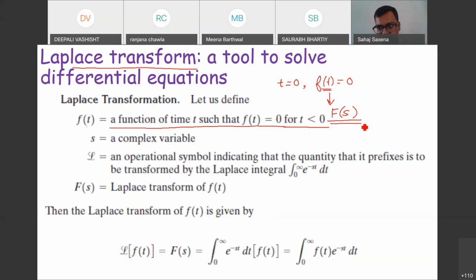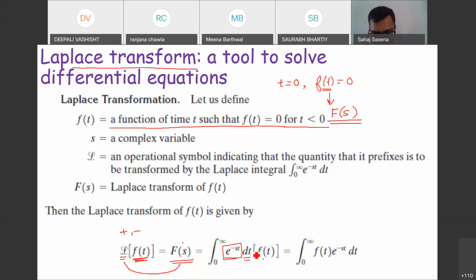But what actually is F(s)? How will you convert f(t) into F(s)? F(s) means the Laplace transform of f(t). So this is the symbol of Laplace, and this is f(t). But what actually is it? It is an operator, just like plus or minus. If I write an italic L here, then it acts on f(t), and we get F(s). But what is the mathematical expression of F(s)? F(s) is the integral of f(t) multiplied by e raised to the power minus st, dt.